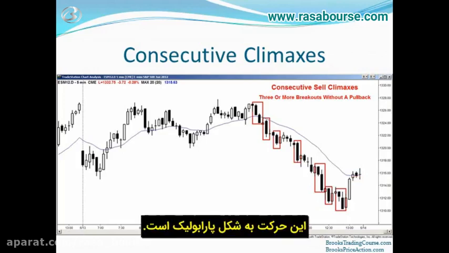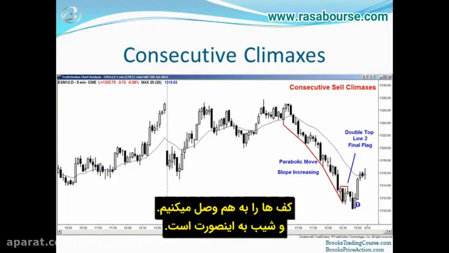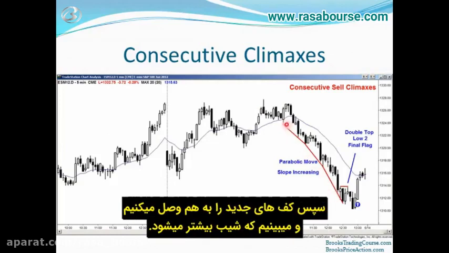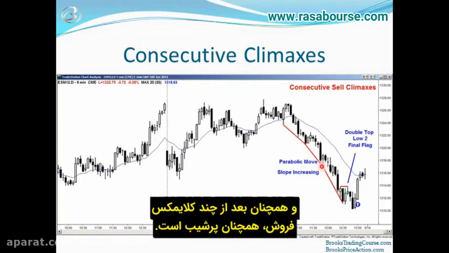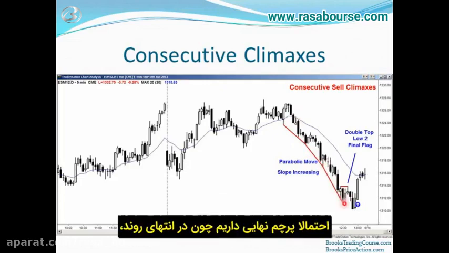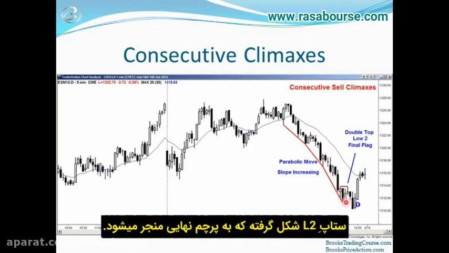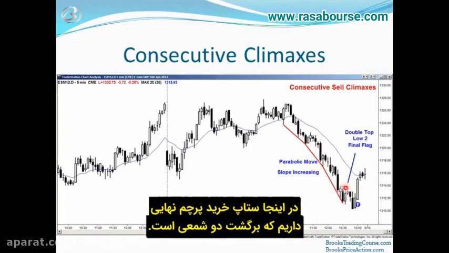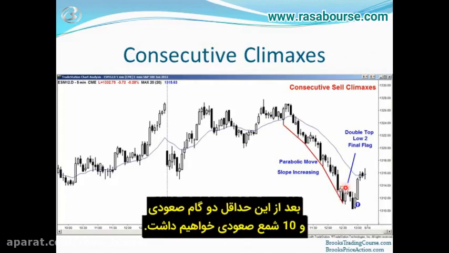This is a parabolic move. You connect the lows here, you have that slope, and then you connect the new lows, and the slope is getting steeper and steeper still, and it's after a series of consecutive sell climaxes. Possible final flag, since it's a low 2 occurring late in a trend, that often leads to a final flag. Here's a final flag buy setup, a 2-bar reversal. This could be the start of at least 2 legs up and 10 bars up.